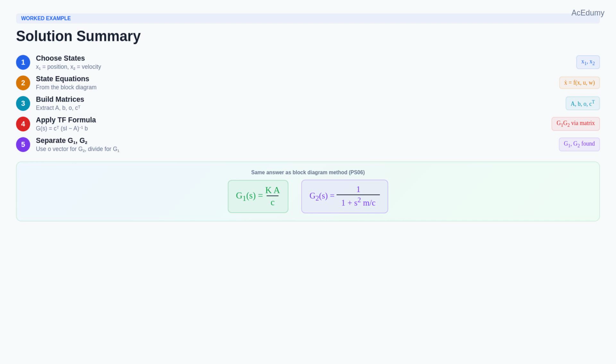Final answer: G1 equals ka over c, and G2 equals 1 over (1 plus s squared m over c). Same as before by a different method. Two paths, same destination.